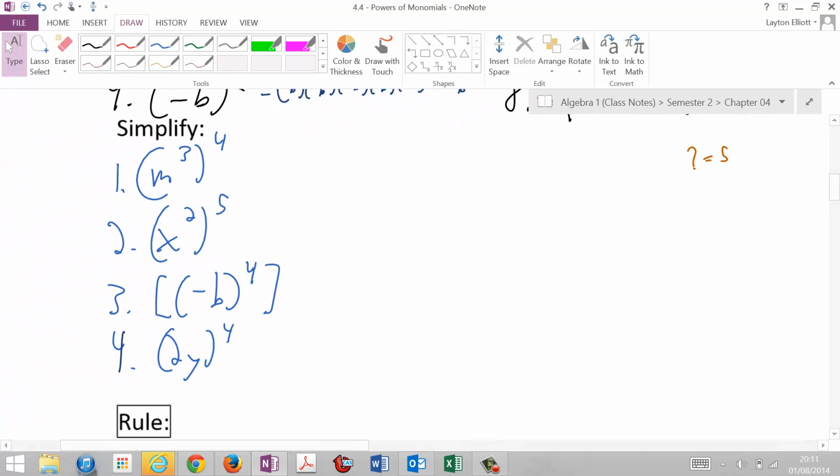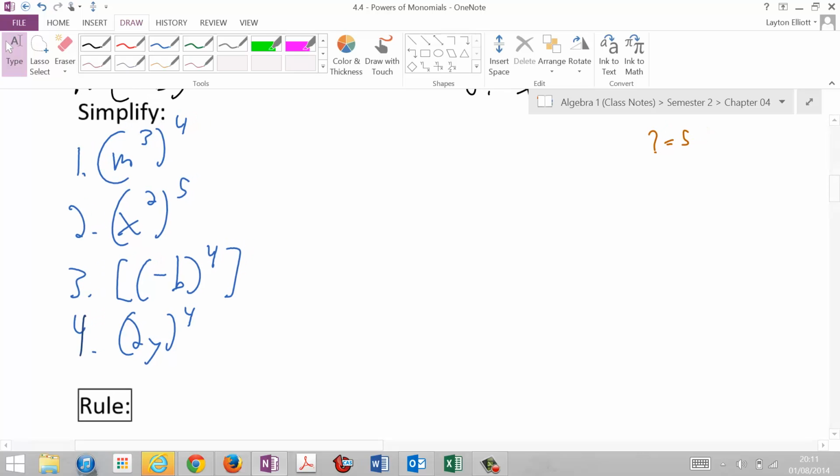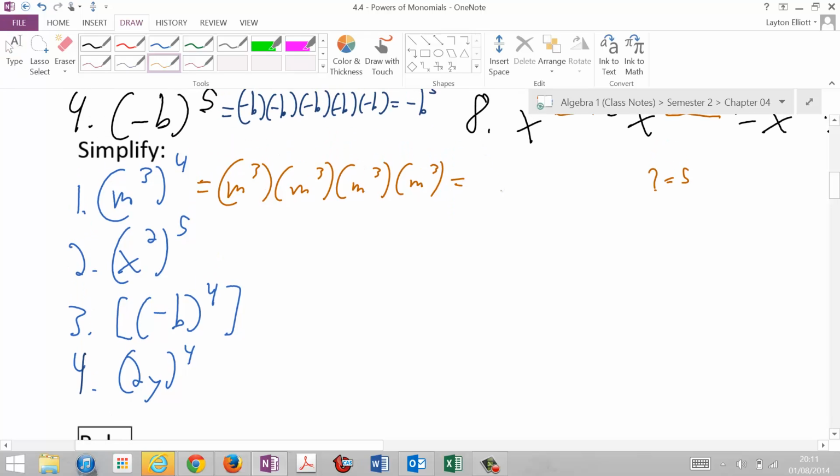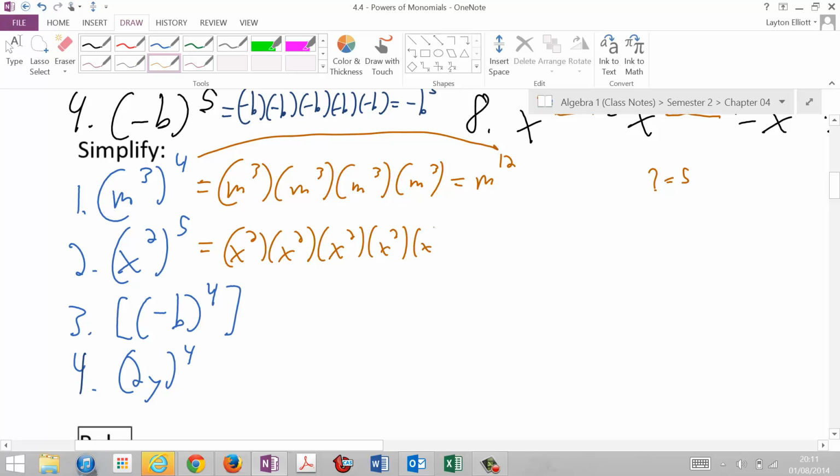So as we move in, I'm going to give you 4 more here. If I simplify these, this is m to the third times m to the third times m to the third times m to the third. And that ends up being 3 plus 3 plus 3 plus 3. Well, that's 4 times 3, or 12. And we're going to be practicing skipping directly from here to here. This is x to the second 5 times, which is the same thing as x to the 10th.